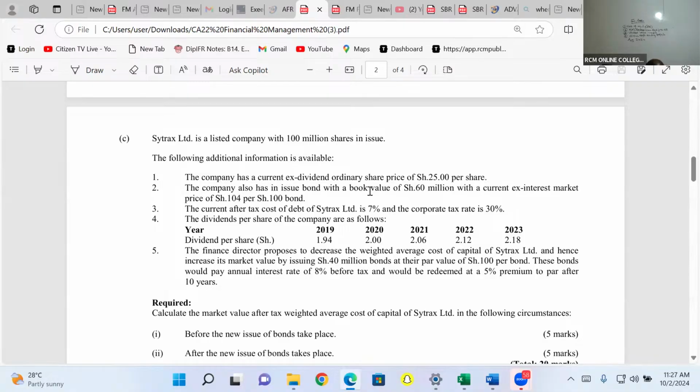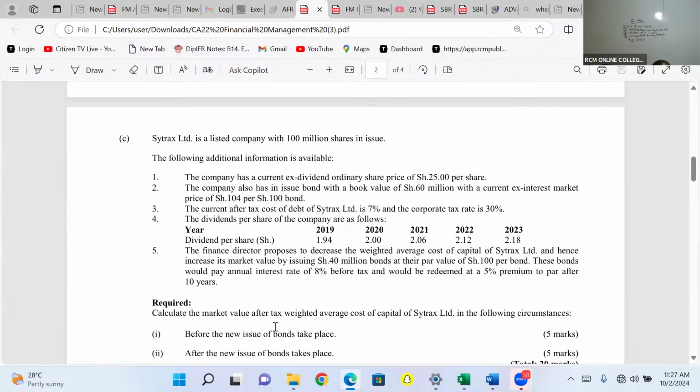And then note number 5, the finance director proposes to decrease the WACC of Citrus Limited and hence increase its market value by issuing 40 million shillings of bonds at their par value of 100 per bond. These bonds will pay an annual interest rate of 8% before tax and will be redeemed at a 5% premium to par after 10 years.